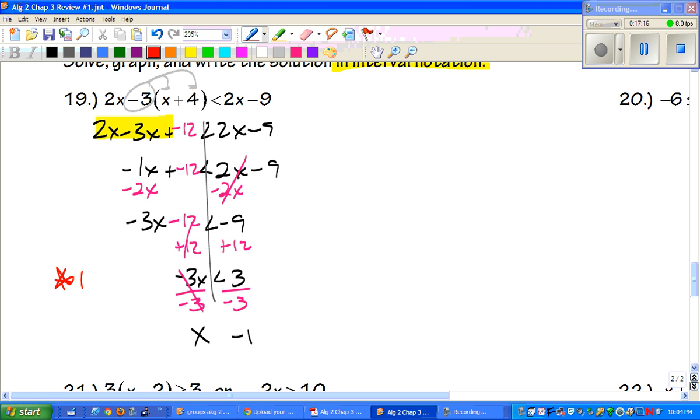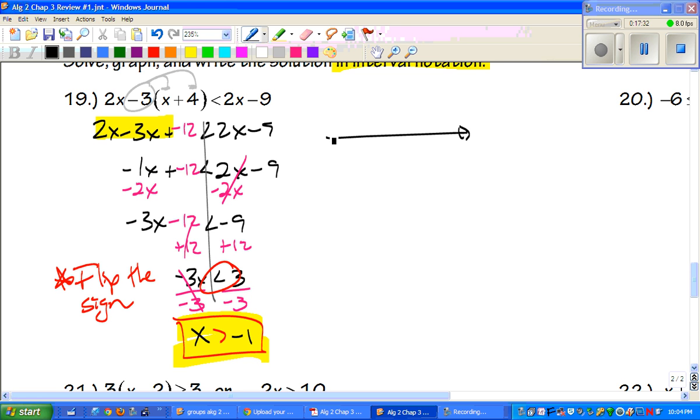I did not write my sign yet because we have to flip the sign. And we have to do that because we divided by negative. Okay? Now, but that's not what they're asking for. They want you to draw the graph. Okay? And we have an open circle. It is greater than, and then we're writing this in interval notation. We start at negative 1 and it goes to positive infinity.